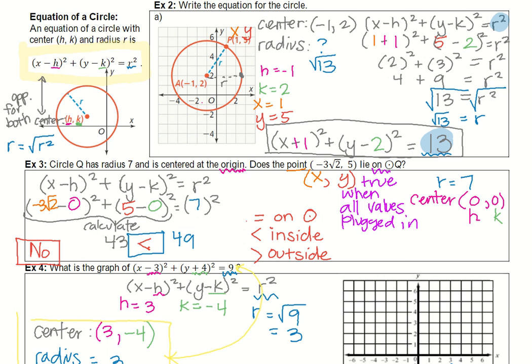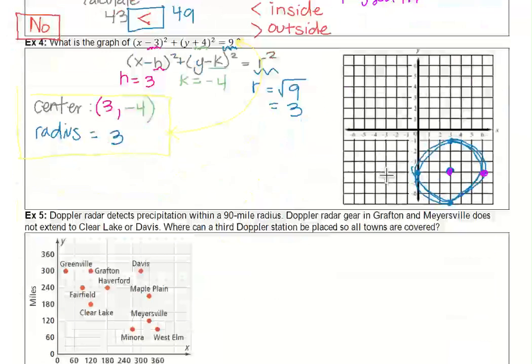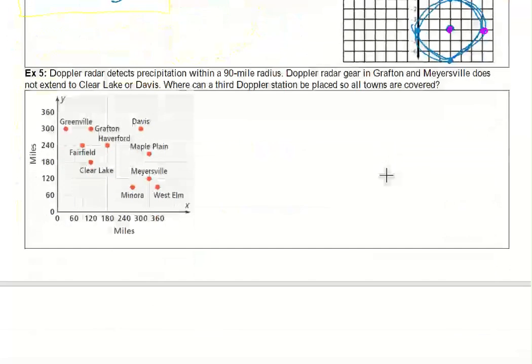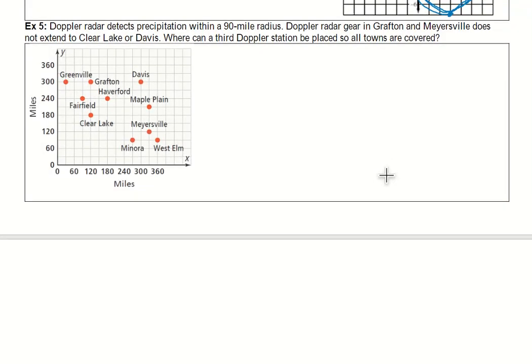Okay, so then the last problem has to do with the application of circles. And it's related to Doppler radar because it detects precipitation within a 90-mile radius. Doppler radar here in Grafton and Myersville does not extend to Clear Lake or Davis. Where can a third Doppler station be placed so all towns are covered?